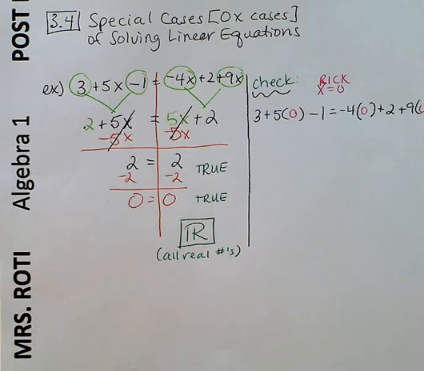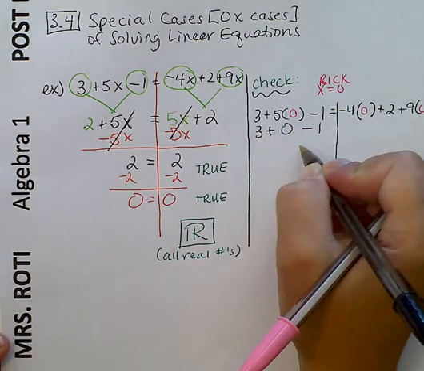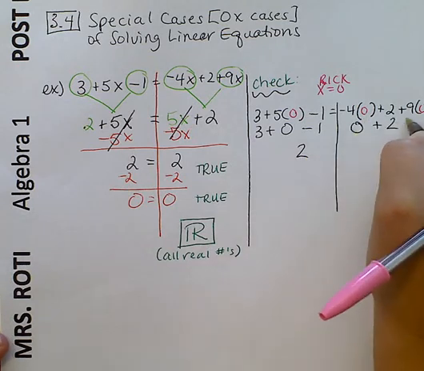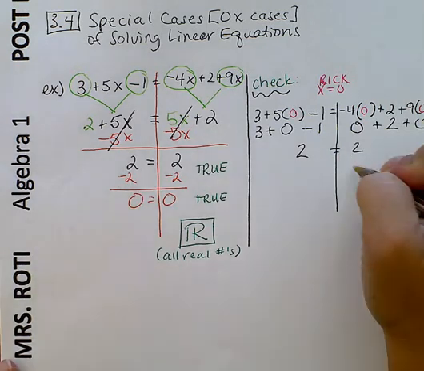3 plus 0 minus 1 is 2. 0 plus 2 plus 0 is 2. And because 2 equals 2, I know that it checks out.